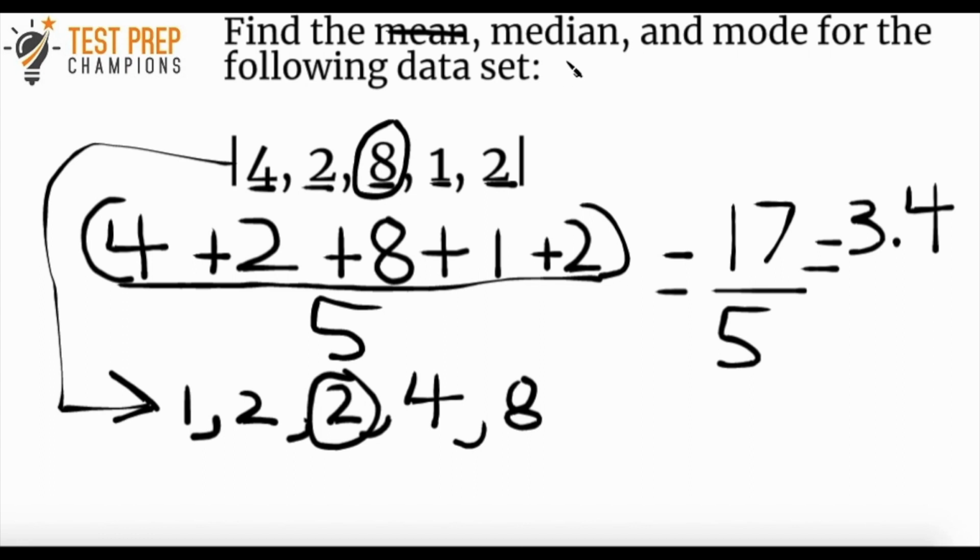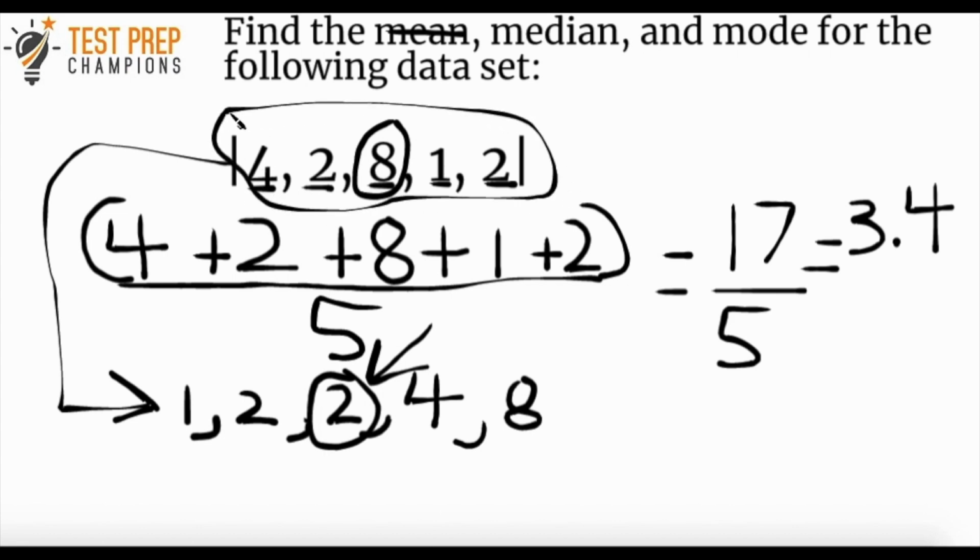So 2 is going to be our median, and if instead of having an odd number of numbers, if this had been an even number of numbers in the data set, there'd be an extra step here, and it's important to know how to do that. But I'm not going to show that here in this video because I do have another video that I'll link to down below.